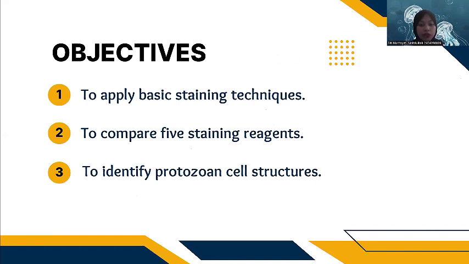This practicum aimed to achieve three main objectives. First, to practice and apply simple staining technique to protozoan sample. Second, to compare the staining outcome of 5 dyes, Safranin, Hematoxylin, Giemsa, Acetocarmine, and Methylene Blue on various species of protozoan. Third, to observe and identify internal cell structure such as the nucleus, cytoplasm, flagella, kinetoplasm under the microscope, and determine which stain reveals these features most effectively.